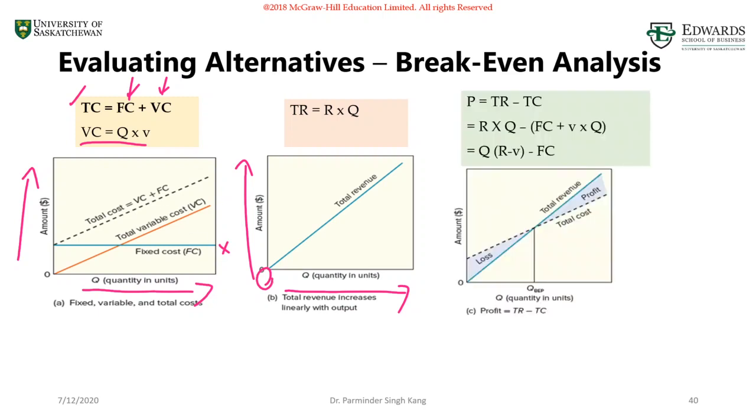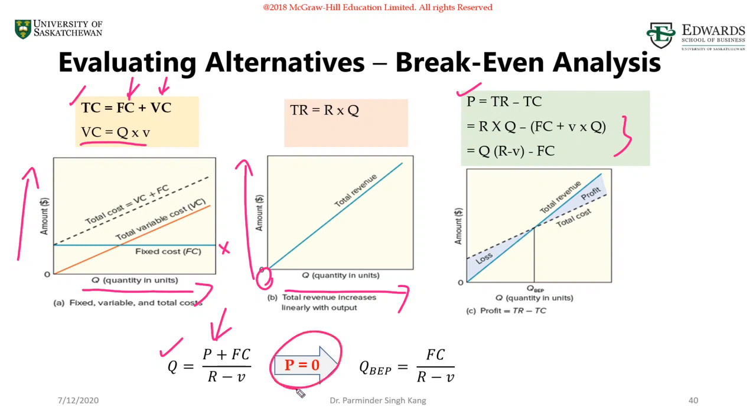So from here we can calculate profit. Profit is the difference between total revenue minus total cost. I will not walk through this because we are simply inserting these values from the total revenue and total cost. Once you solve this, you're going to get the quantity Q equals profit plus fixed costs divided by revenue per unit minus variable cost per unit. So from here, as you insert profit equals 0, this formula is going to give you the break-even point. Okay, so from here, let's apply this formula.